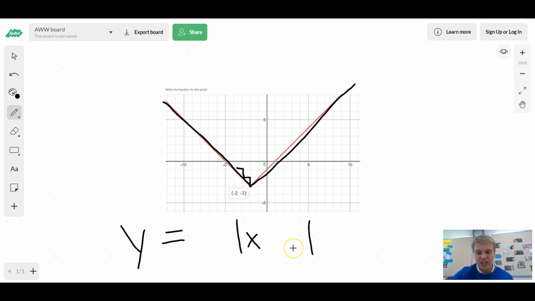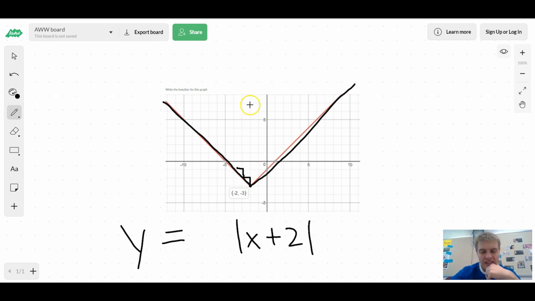This number in here is how much it moves in the x direction, which moves this way and that way, or left and right. And so when I'm looking at that, I go, oh, it moves 2 to the left. And since it moves 2 to the left, that would be a positive 2, because inside the absolute value signs, or inside parentheses, is always like the opposite.